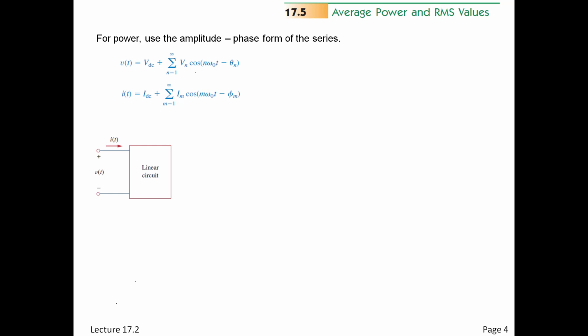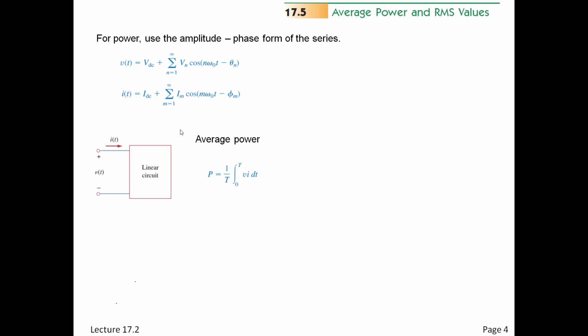So if we have a linear circuit with this as our voltage description, a DC component, and then a set of cosines of multiples of a fundamental, each one offset by a potentially different phase angle. Same thing with current, and we'll use the frequency modifier multiple m instead of n. So when these are the measurements of a linear circuit, we'll deal with average power.